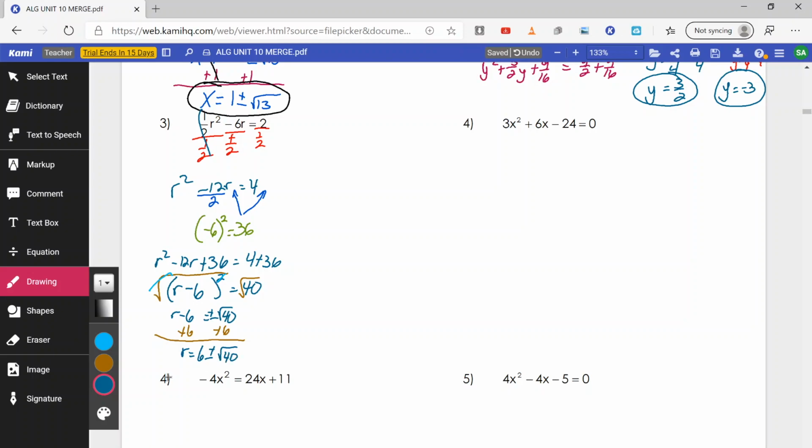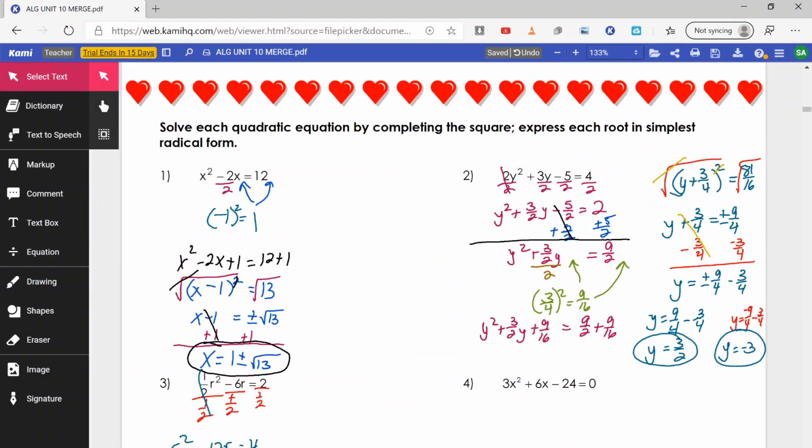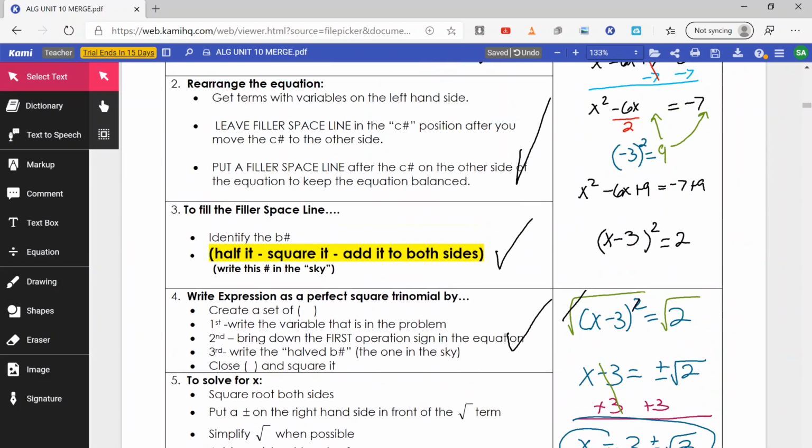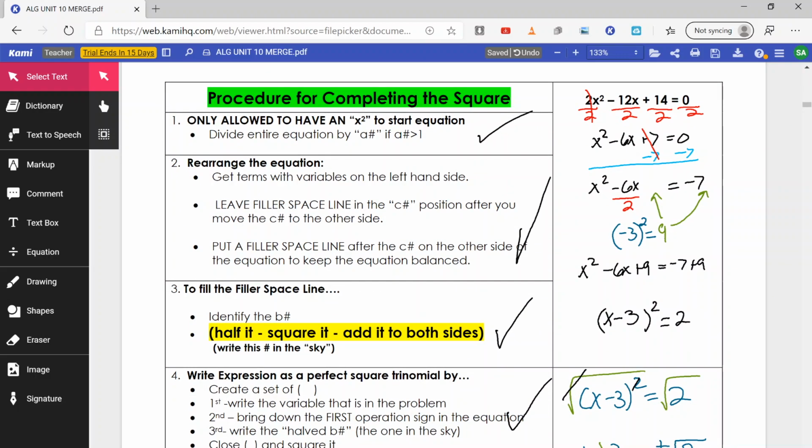And that is using completing the square in all possible scenarios and figuring out the values of r, x, y, whatever variable we have to use. Again, this is a more involved process. It is not as neat as the quadratic formula, but as it is with the quadratic formula, it will always work.